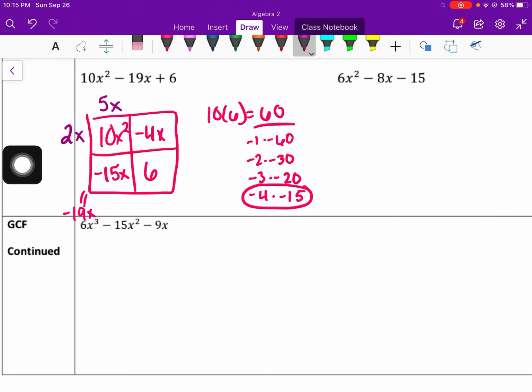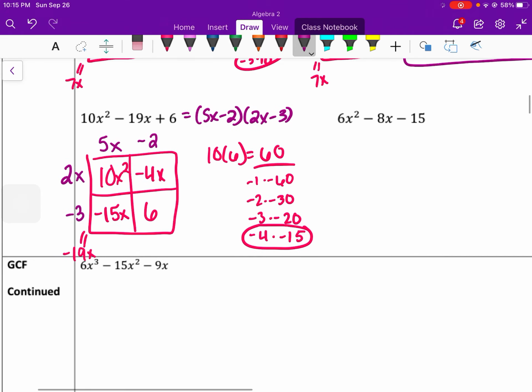Notice I have a negative 4 here, and I have a positive 2, so I'm going to have a negative 2. So that 2 times negative 2 is negative 4. And then these two in this bottom row are both divisible by 3. Again, you're going to need a negative 3 because you have a positive 5x times a negative 3. And then negative 3 times negative 2 is 6. So this one will be 5x minus 2 times the quantity 2x minus 3.